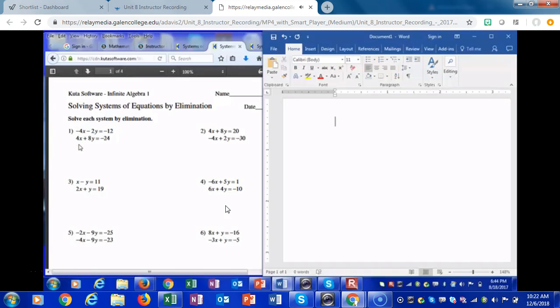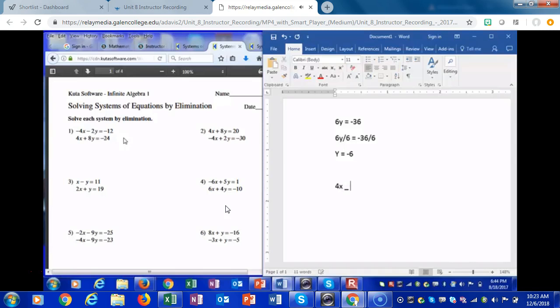Now, what I need to do is combine everything else. 8y minus 2y is 6y. And then negative 12 and negative 24 is the same as negative 36. So if 6y equals negative 36, and I divide by 6 on both sides, I get y equals negative 6. So if I get y equals negative 6, I got to plug it into either equation to get an x. So I'll try the bottom equation.